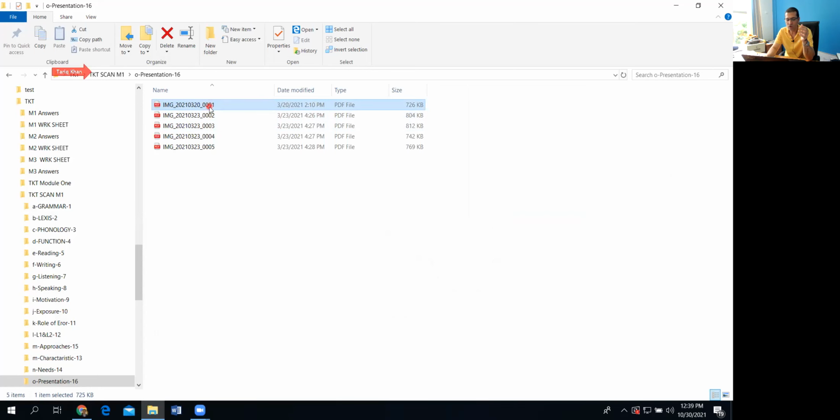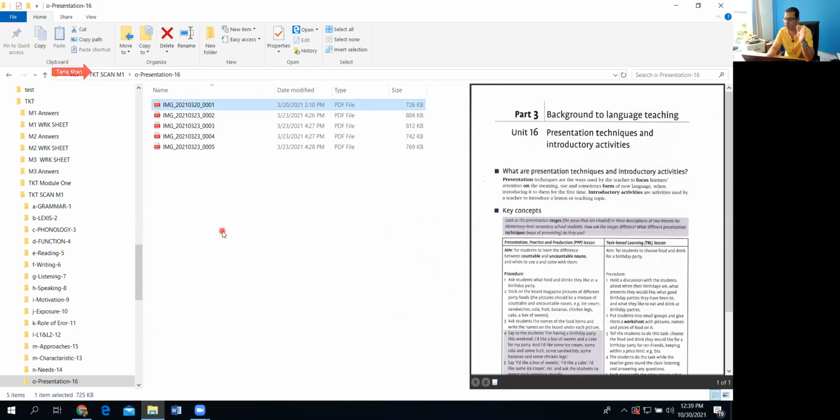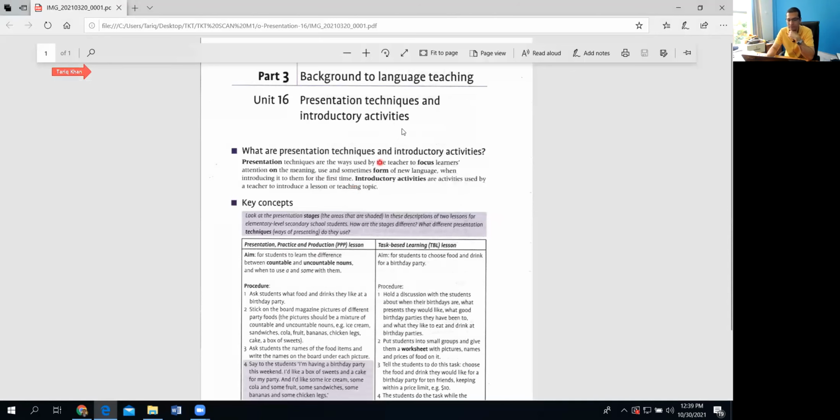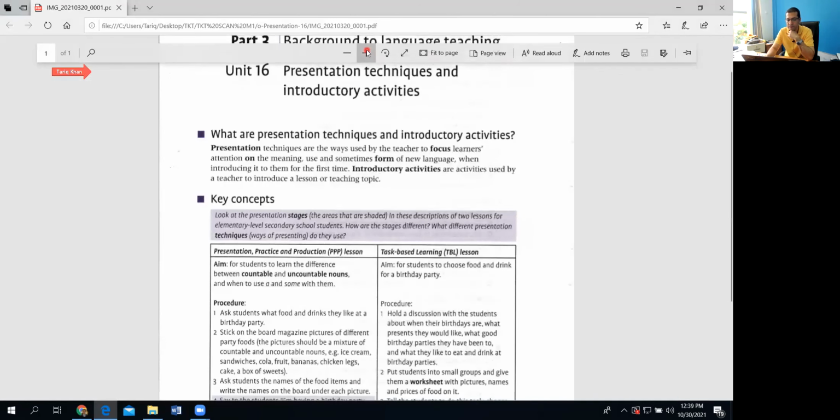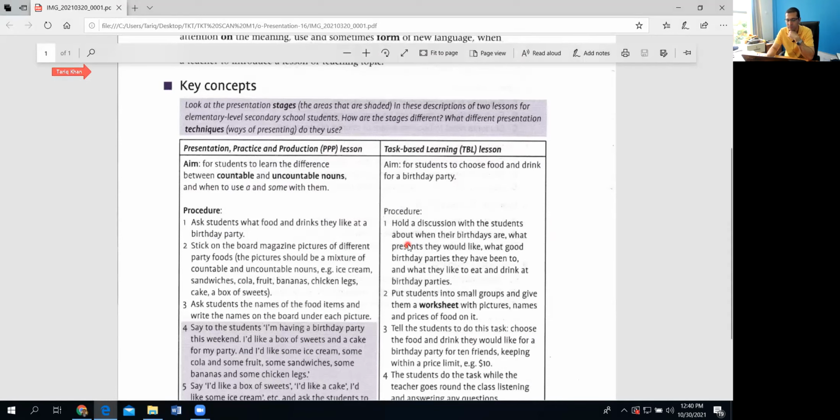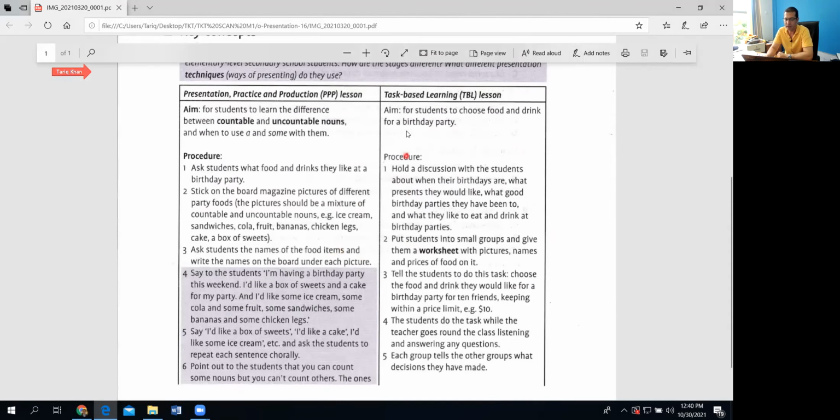Now we will go back to see the difference between the PPP and the TBL method. Now you see the TBL method. Aim: for students to choose food and drink for a birthday party. Topic is the same, method is different. Okay, so procedure.